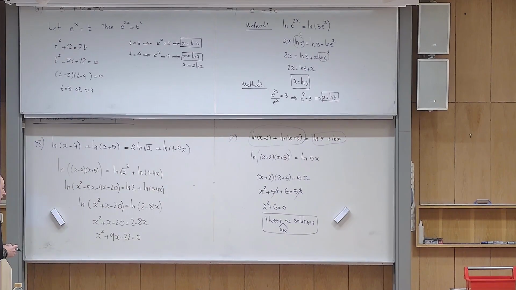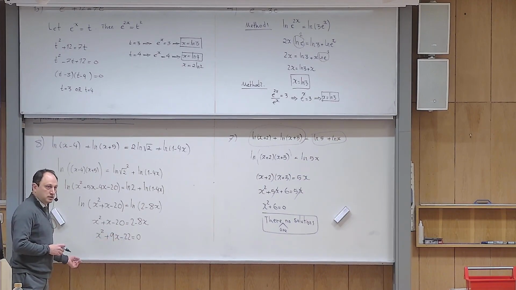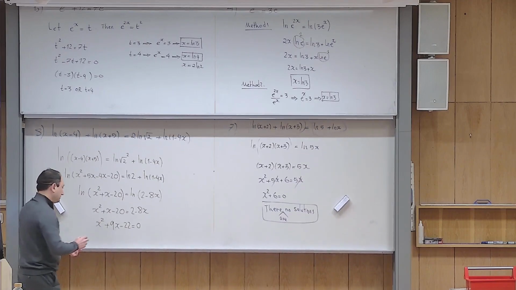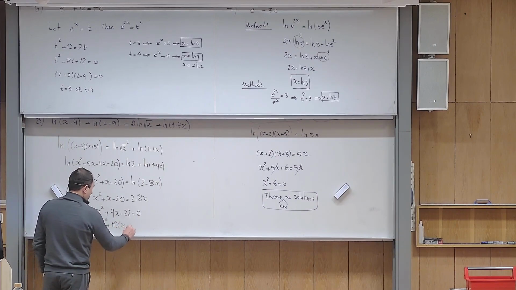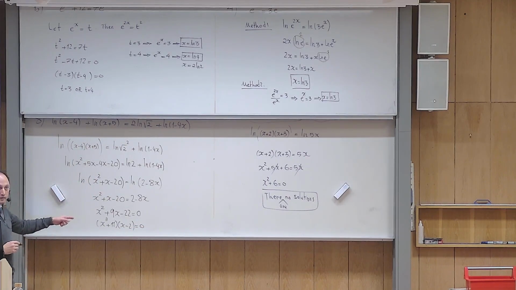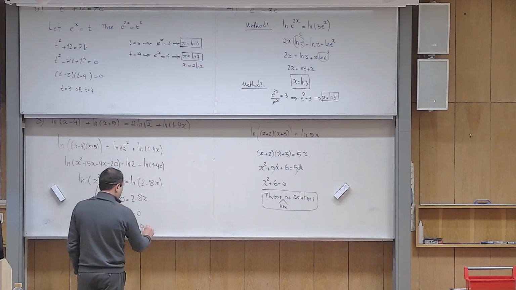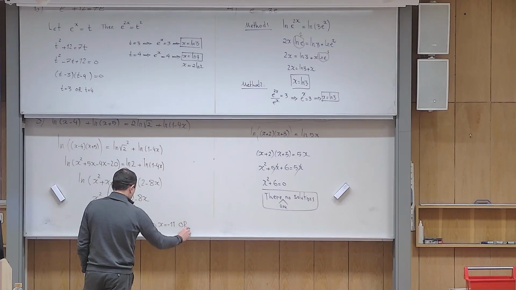If I want to solve that, and I can solve it using factorization, it is easier for us. Can you guess two numbers whose product is minus 22 and whose sum is positive 9? Positive 11, negative 2. So this becomes (x plus 11)(x minus 2). Understandable? So this means that the solutions are either minus 11 or 2.